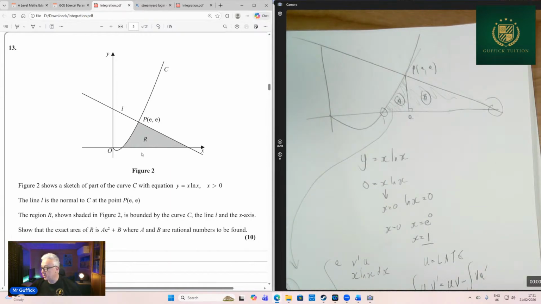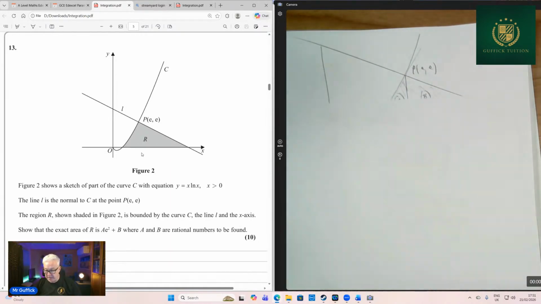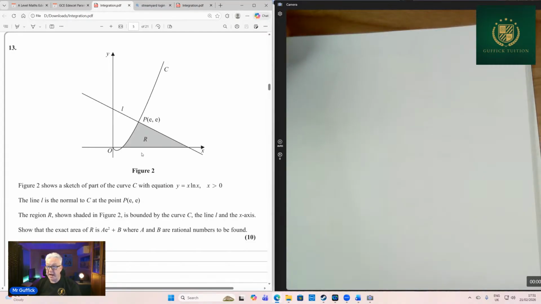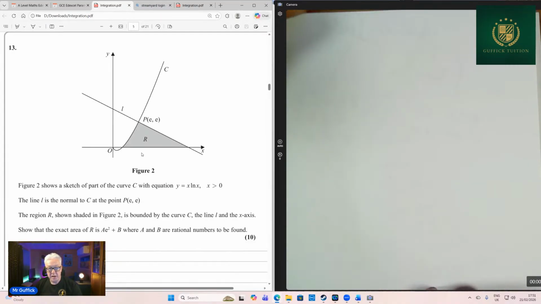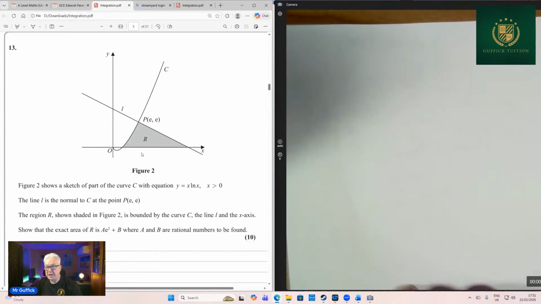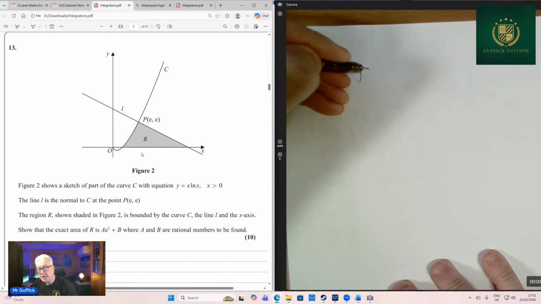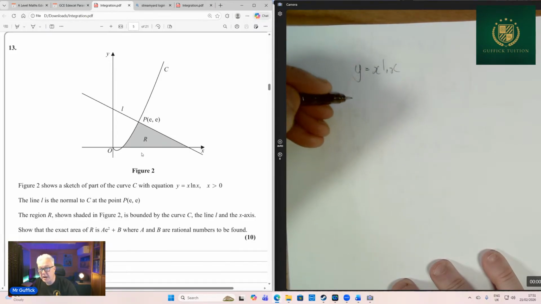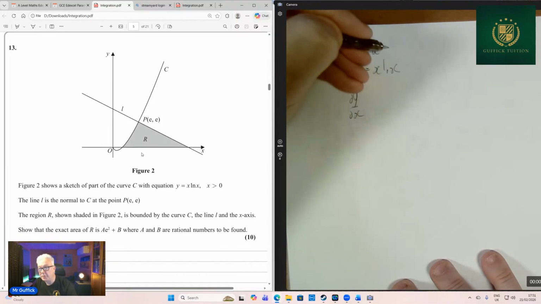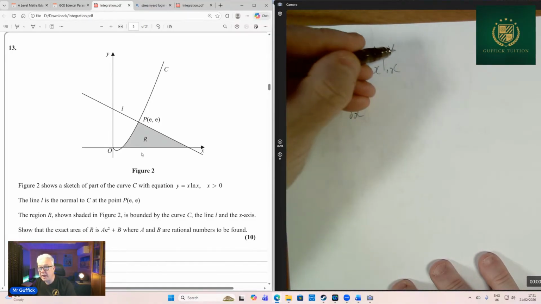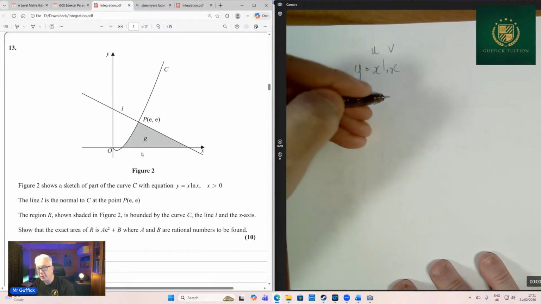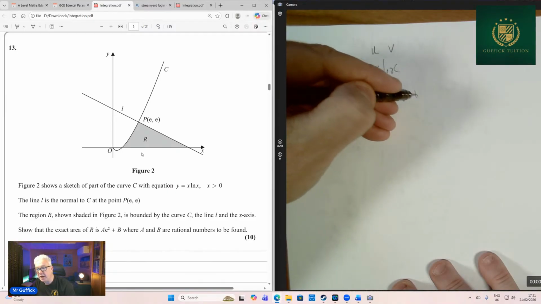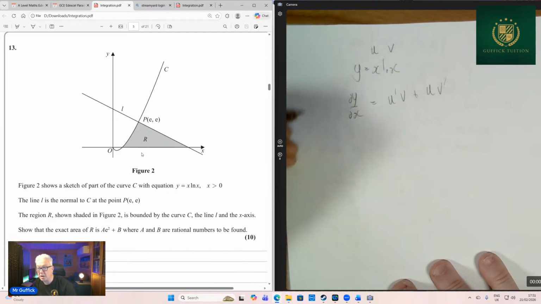Which is why I wanted to look at this question, because it's nice, because we're having to integrate x ln x and differentiate it. So the first thing we need to find, if y is equal to x ln x, is an expression for dy by dx. And this is going to be the product rule. So I'm going to call that one u and that one v. And the product rule is going to be u dashed v add u v dash, like that.